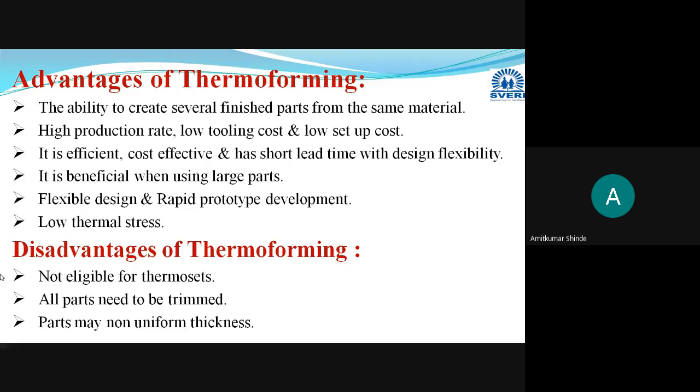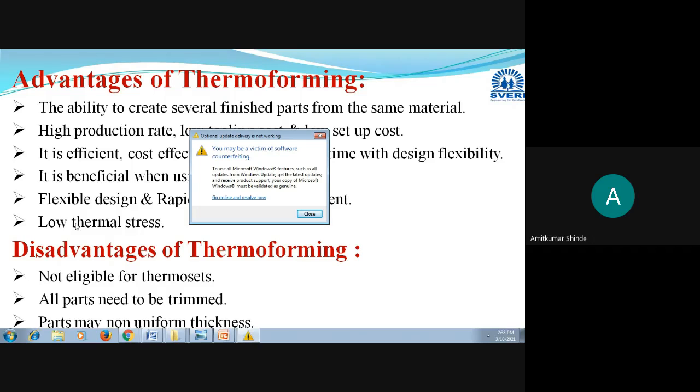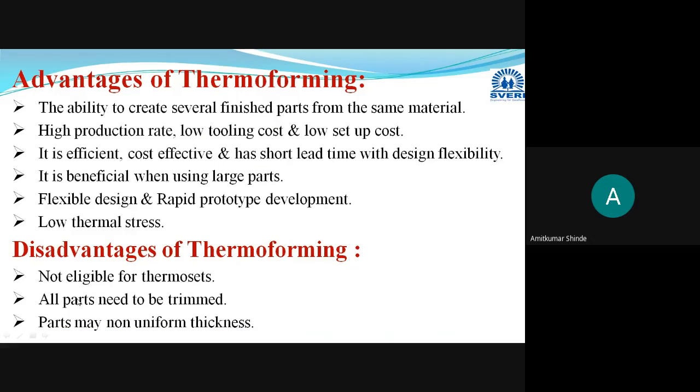Sometimes you may end up with a sheet, but thermosetting materials cannot be reprocessed, remolded or reshaped. That's why these materials are not suitable or eligible for the thermoforming operation, not eligible for thermosets or thermosetting plastic materials. Then sometimes the parts may not be uniform throughout. Whichever thickness is there, uniform thickness may not be obtained.